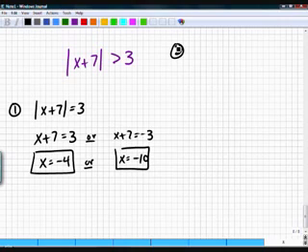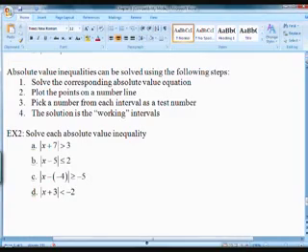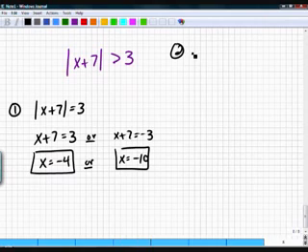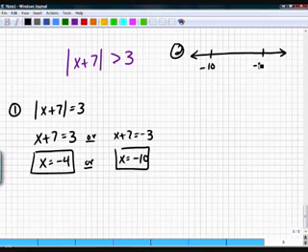Step 2, if we go back to our notes. Step 2 says plot the numbers on a number line. That's easy. Here's negative 10. Here's negative 4. Any questions about step 2?